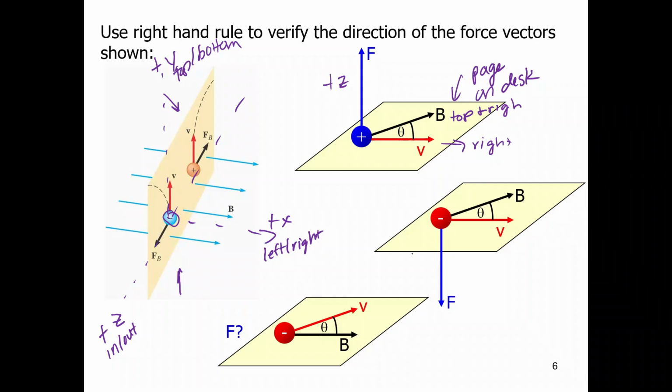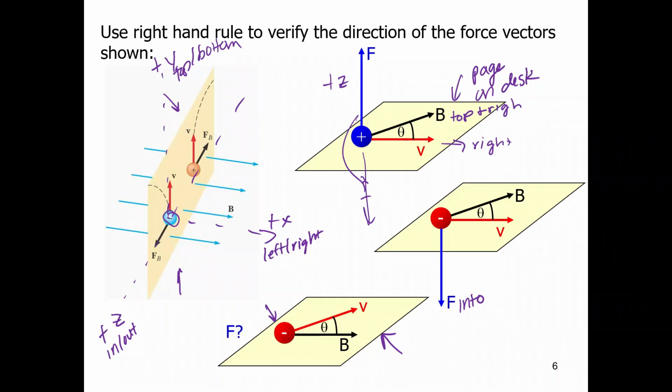Same vectors, but if it's a negative charge, I either flip it and go from positive to negative, so my force flips directions with that negative charge, or I use my left hand. I would still point my fingers directly to the right. I'd rotate my palm so it faces that B vector, which is towards the top of the page, and my thumb would point into the page in that case. So now try this one. In this case, your V and B have switched, and we have a negative charge. So try it, pause the video, try it yourself, come up with it, and then resume.